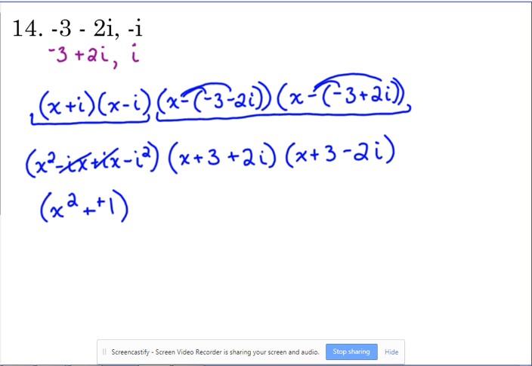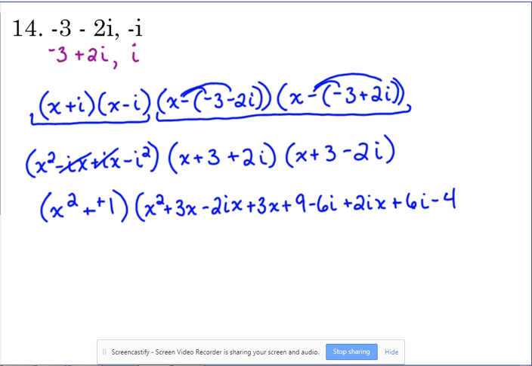All right, let's proceed with multiplying out the second two sets of parentheses. Distribute the x to everything. x times x is x squared. x times 3 is 3x. x times -2i is -2ix. Distribute the 3 to everything. 3 times x is 3x. 3 times 3 is 9. 3 times -2i is -6i. Distribute the 2i to everything. Plus 2ix plus 6i minus 4i squared, when you multiply positive 2i and -2i.